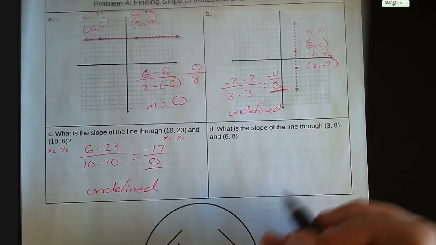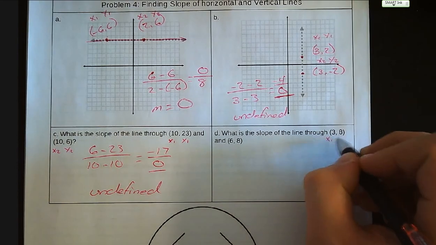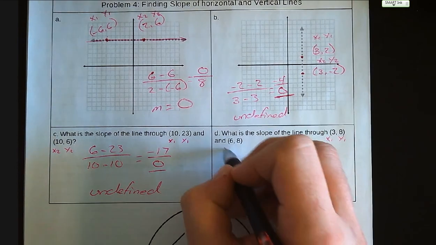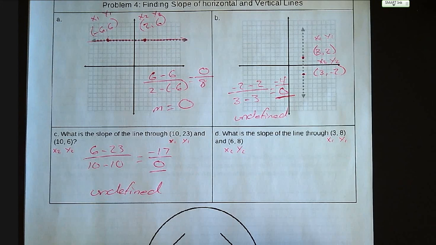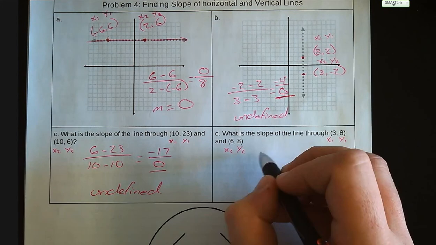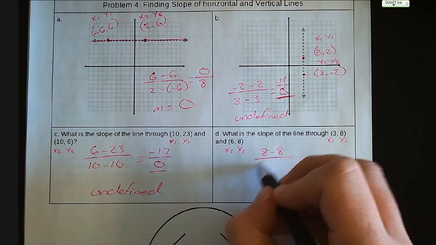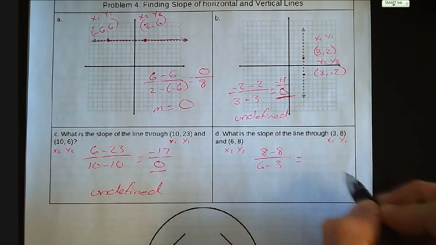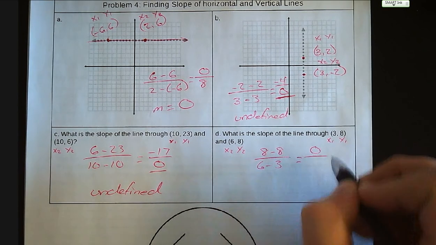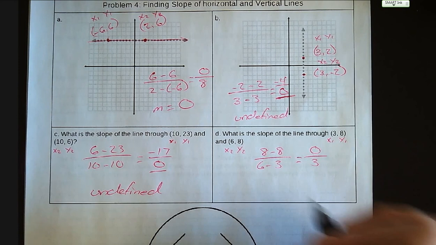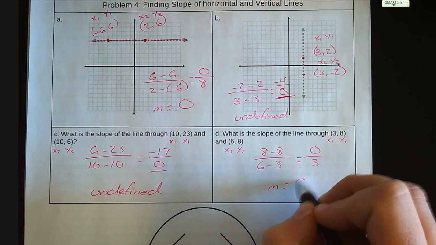All right, letter D. We're going to do the same thing. We have a couple points here. So we're going to do 8 minus 8 over 6 minus 3. 8 minus 8 is 0. 6 minus 3 is 3. 0 divided by 3 is 0.